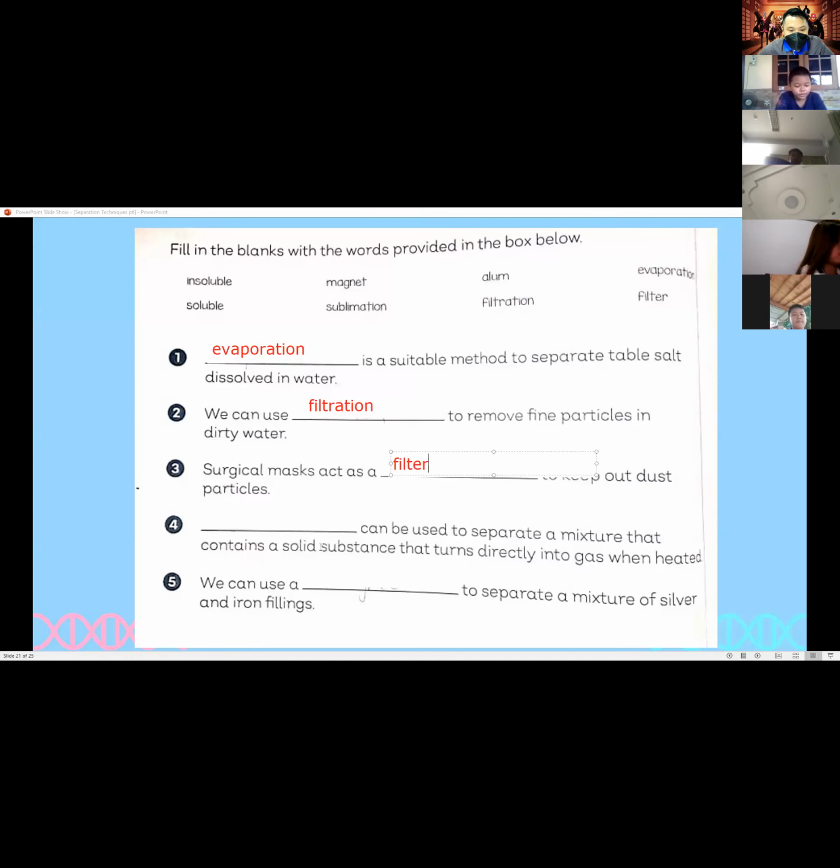Number 4, blank can be used to separate a mixture that contains a solid substance that turns directly into gas when heated. Sublimation. Lastly, we can use blank to separate a mixture of silver and iron filings. The magnet, of course.